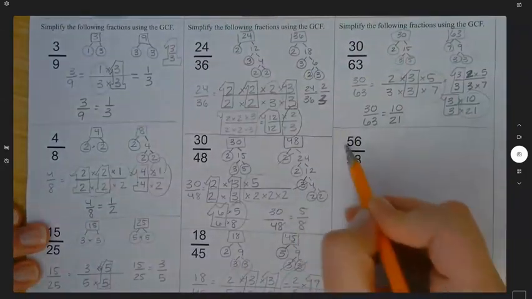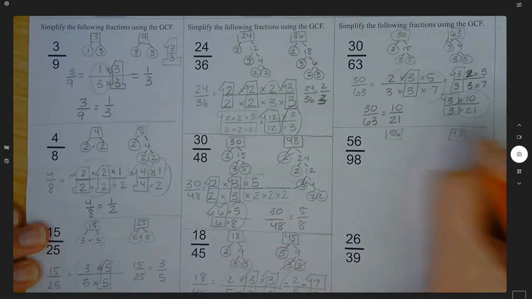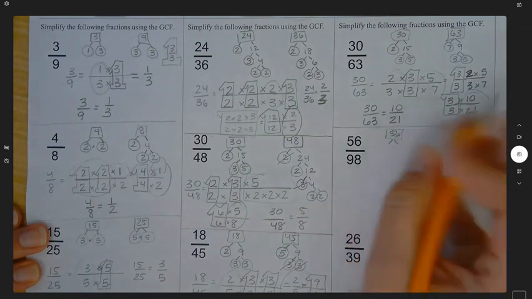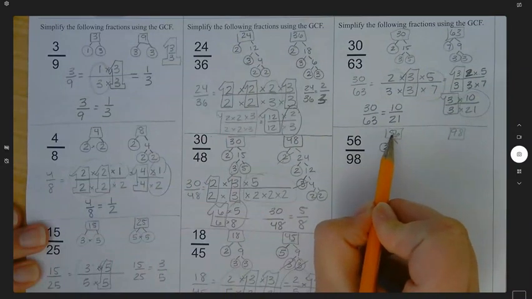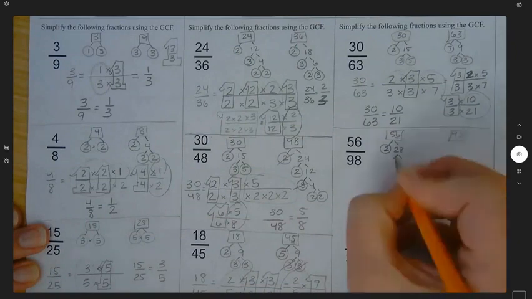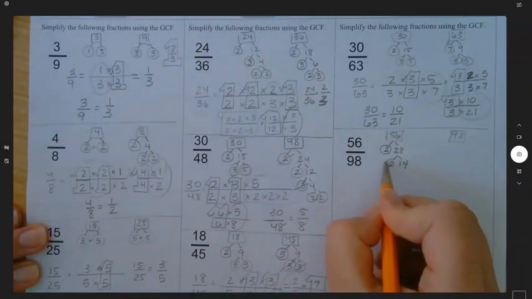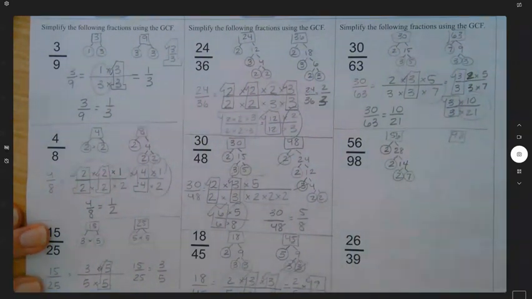Moving on to our next one, 56 over 98. We're going to do our factor tree for 56 and 98. 56 is an even number, so I'm going to start with 2. And I know that 56 divided by 2 is 28. And 28 is another even number, so we'll do 2 times 14, and then 2 times 7, which are both prime numbers.